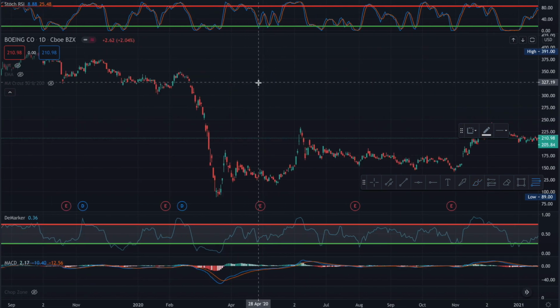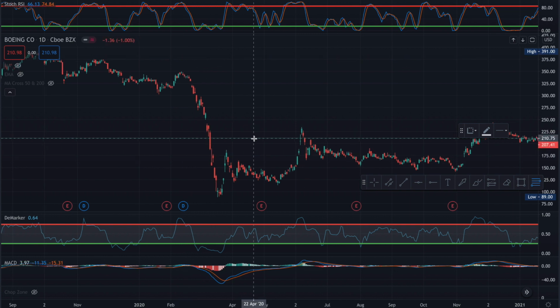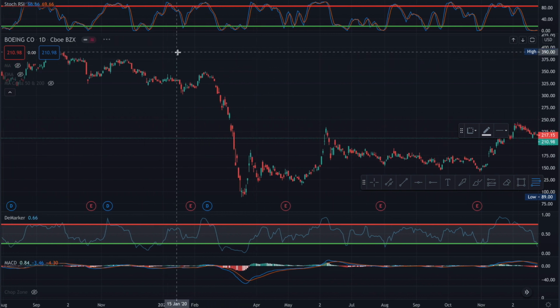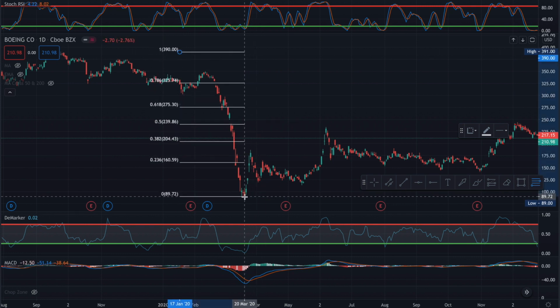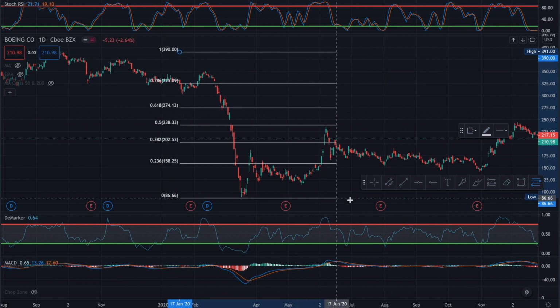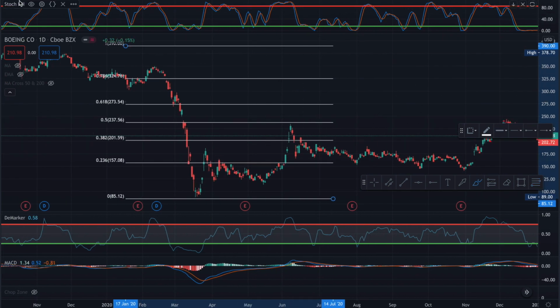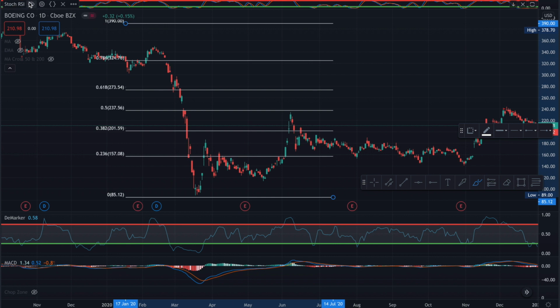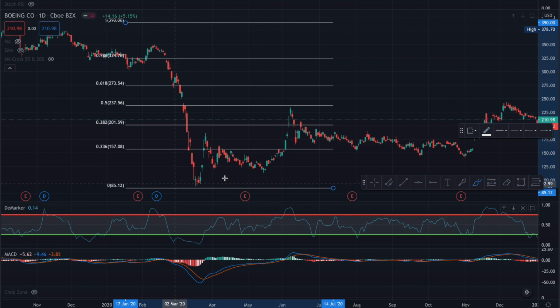Here's another example on Boeing. We can see that Boeing is clearly on a downtrend. So we take the swing high, which is around the 400 level, and the swing low, which is around $90. And I extend it. On this chart, stochastic RSI won't help us because the stock is not in a channel. So stochastic will clearly not help us. Let's remove stochastic RSI. We will use MACD and the DeMarker indicator.